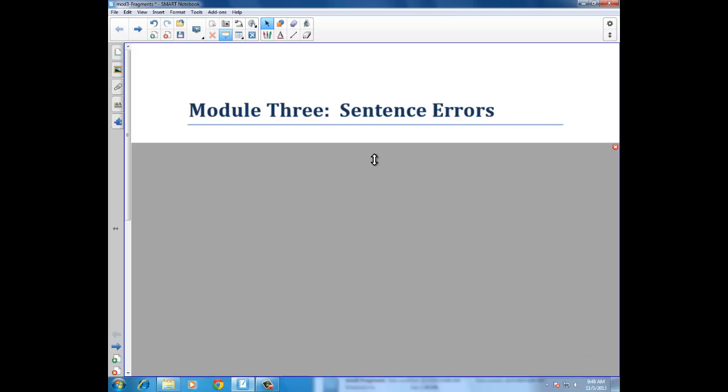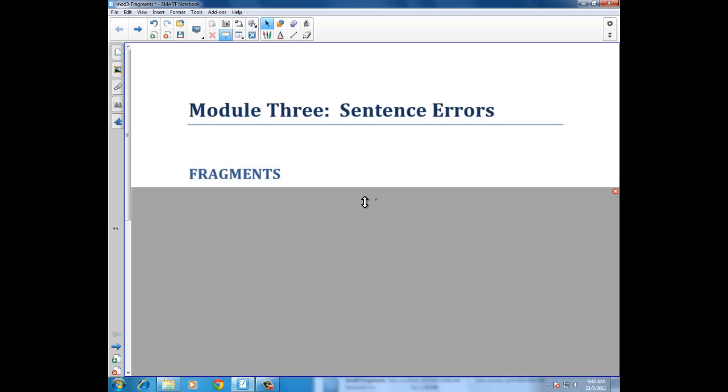Hello and welcome to Module 3. This module is about sentence errors. We will review fragments, run-ons, and comma splices. First, let's begin with fragments.